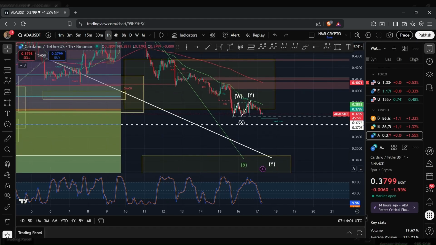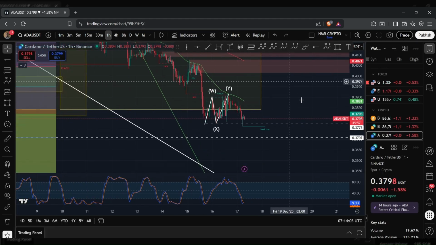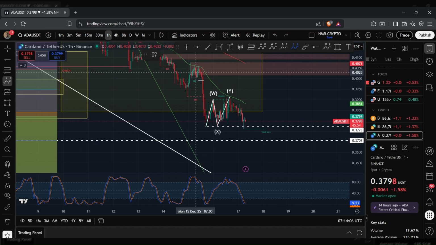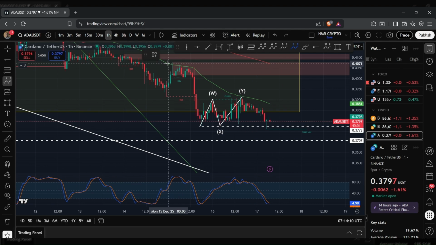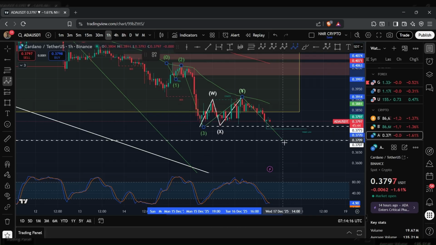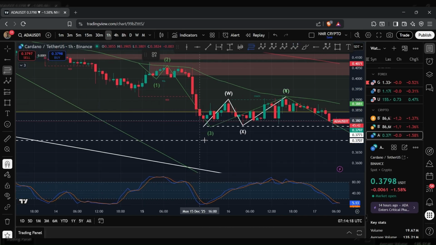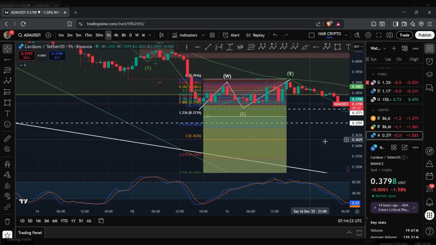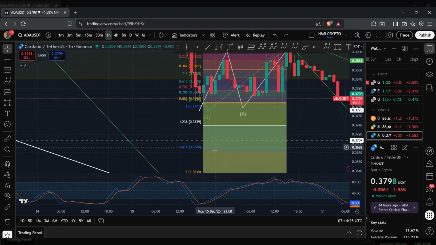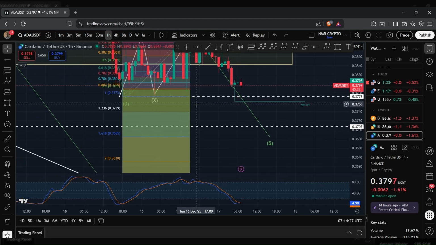So if I just delete this fib tool, what you can see is this whole move to the downside is impulsive rather than corrective. So we had the wave 1 that played out, followed by the wave 2, and then it looks like this is the wave 3, wave 4, and the wave 5. And so short term, what we could see is the price of ADA reach anywhere between around 36.85 cents to 37.39 cents.